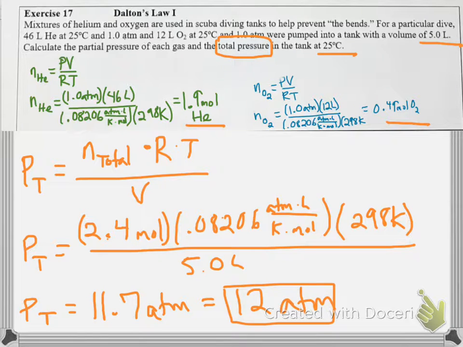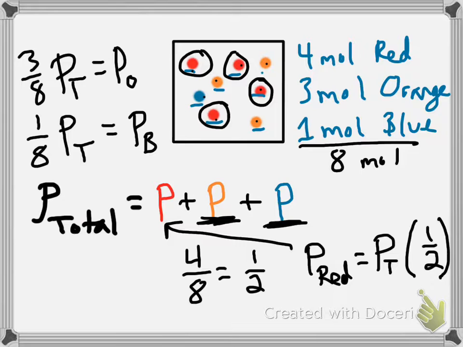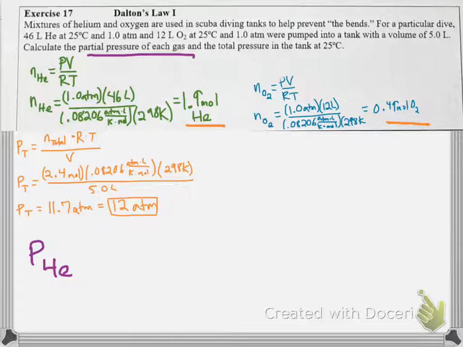And I've rounded to 2 significant figures because that is the minimum number of significant figures I'm given. For instance, my volume has 2, so even though my temperature has 3 significant figures, I use the least precise, so the 2 significant figures. So this shows my total pressure, but now I need to figure out what is my partial pressure of each gas. So I'm going to start with the pressure of helium, and again, the pressure of any specific gas is the mole ratio times the total pressure.